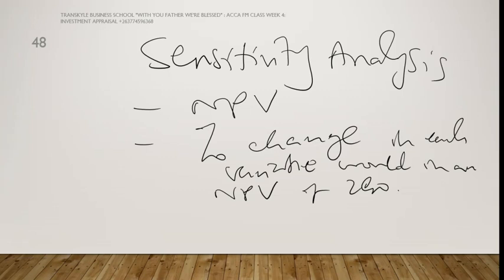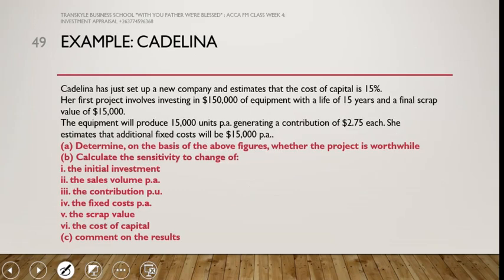So the purpose of sensitivity analysis is to inform us of the worst case scenario as well as how to attend to those scenarios should they occur. So let us look at an example, Caledina, and see what is going to happen.